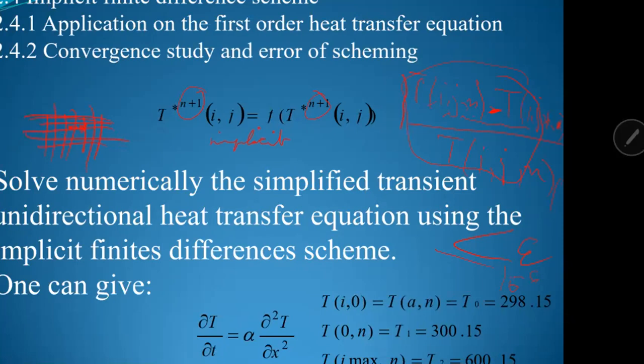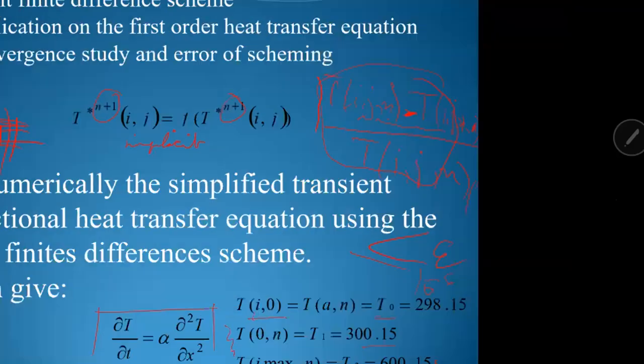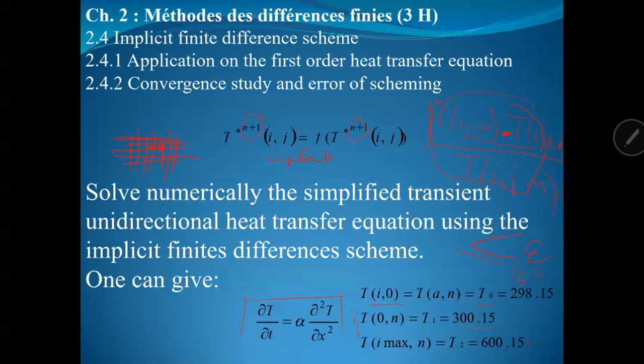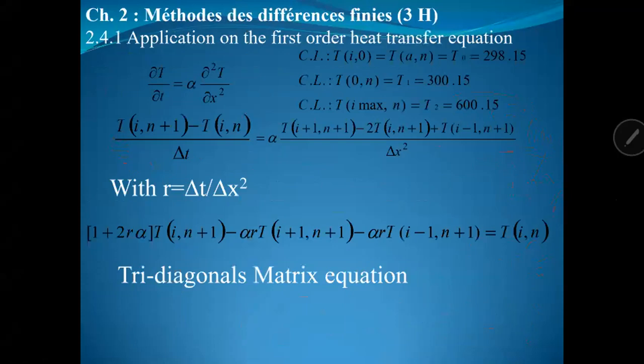Yes. I need to apply this to the first order heat transfer equation, where the initial condition is given equal to T0 and the boundary conditions are the following. Okay? Then I need to discretize this equation using the implicit method. Implicit method: first, the scheming in time is the same as before.